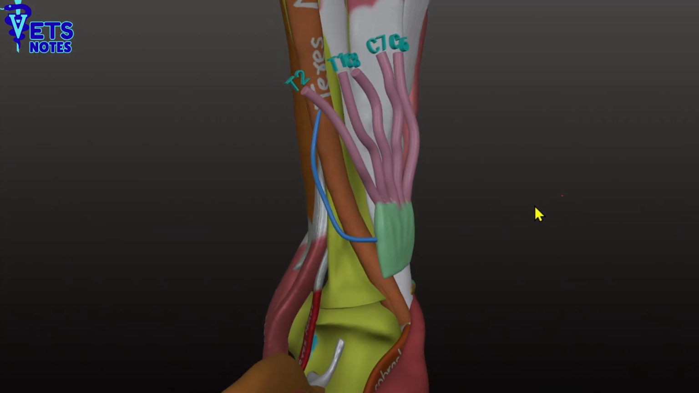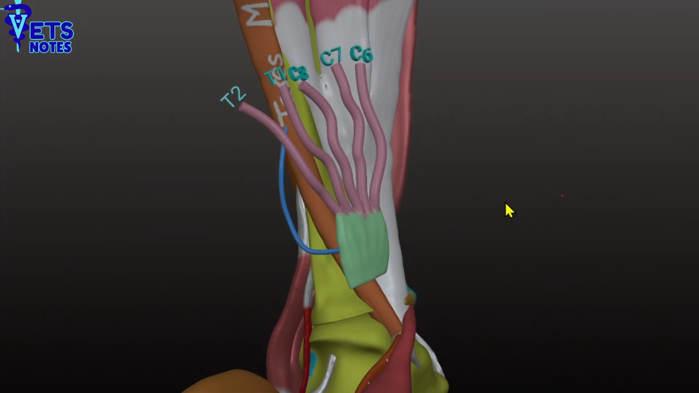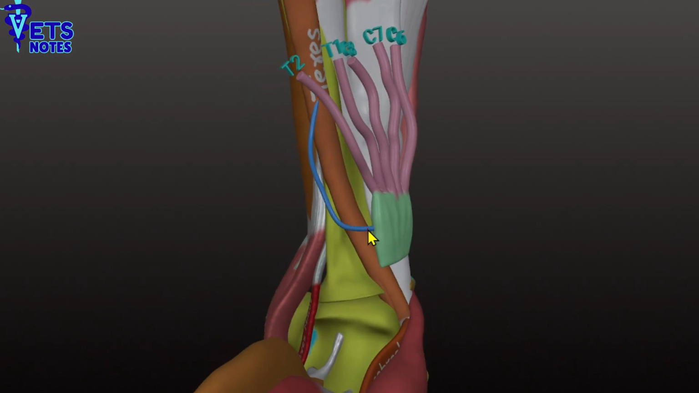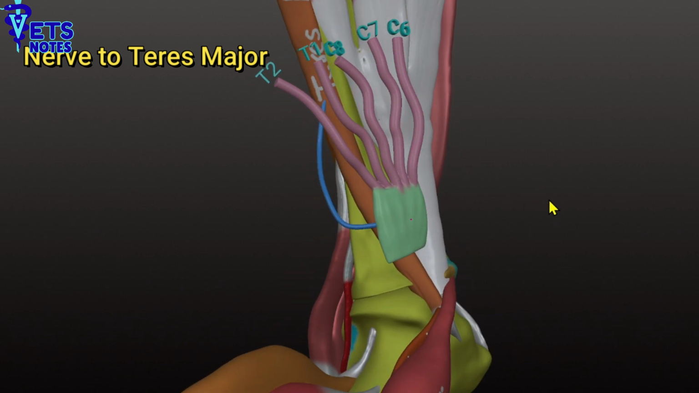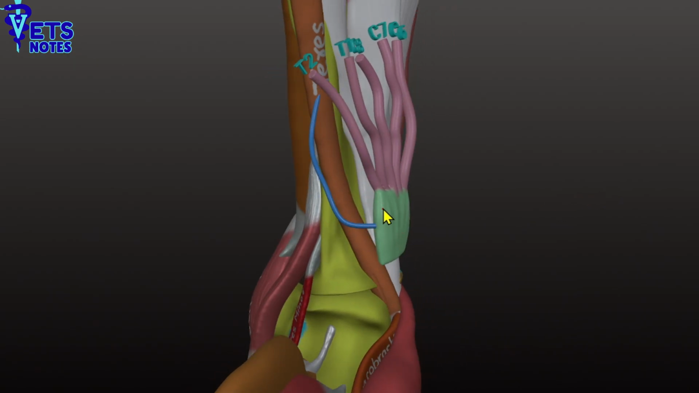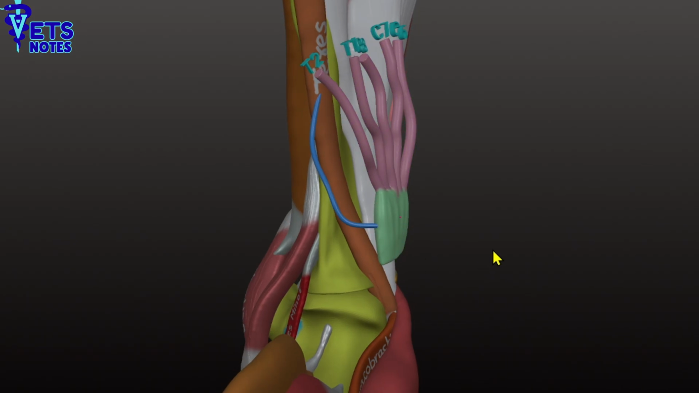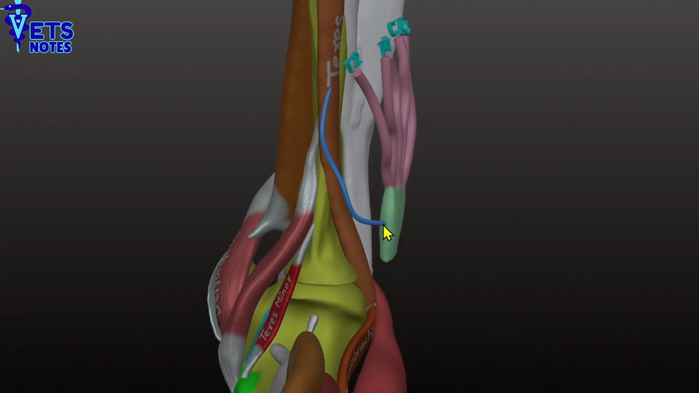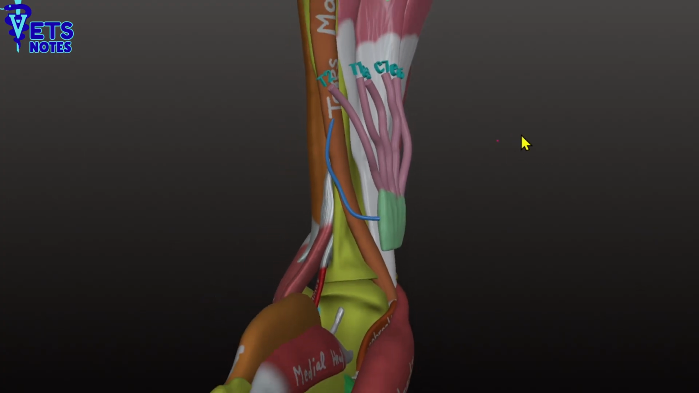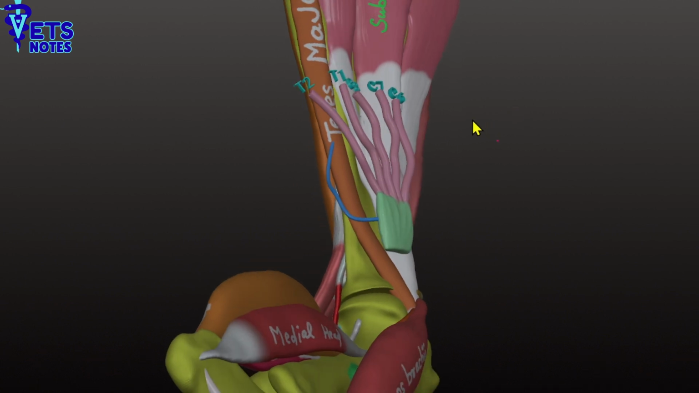The next branch of the brachial plexus we will discuss is the nerve to teres major, meaning this nerve. So this nerve is called the nerve to teres major. You can see this is the brachial plexus. The nerve to teres major arises from the caudal aspect of the brachial plexus. This is the caudal aspect. From the caudal aspect, the nerve arises. After that, the nerve will move backward and it will supply this teres major muscle.